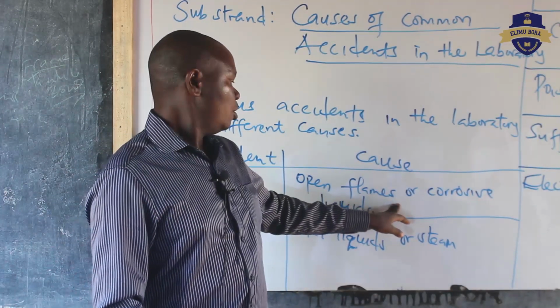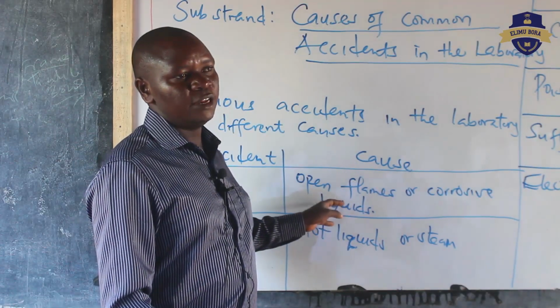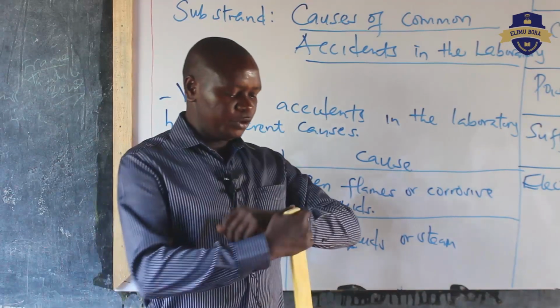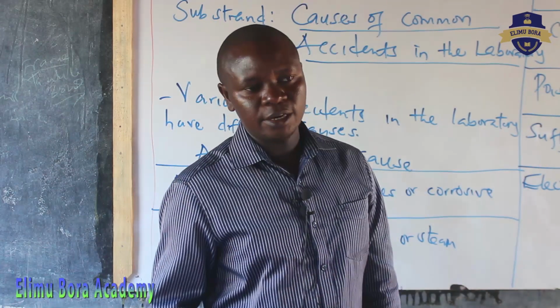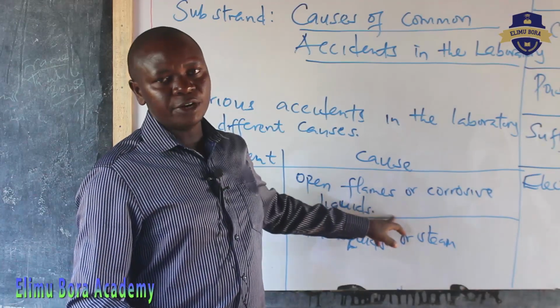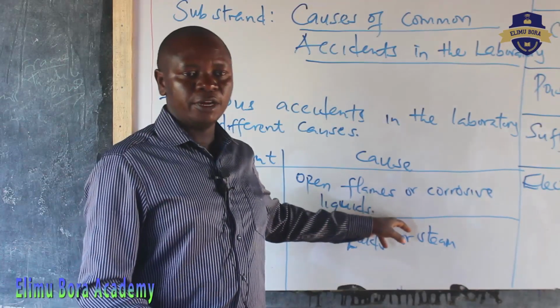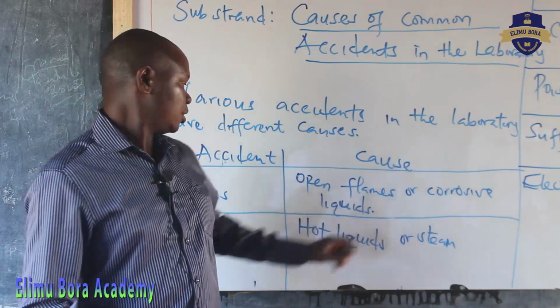Open flames. When you talk about the corrosive liquids, these are liquids that when they come in contact with your skin, they burn the skin. Are we together? Examples ni mineral acids, sulfuric acid. When it is highly concentrated, it's going to burn your skin.